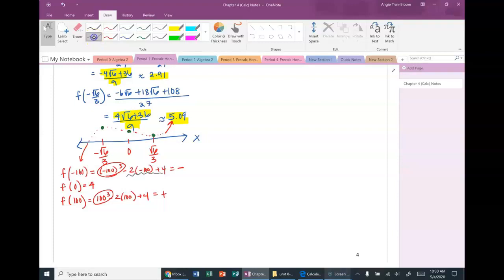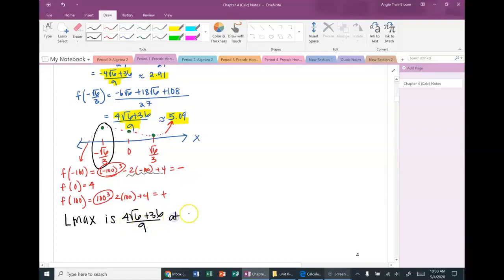You have a local max. Local max is right here. Local max is 4 rad 6 plus 36, all over 9, at x equals negative rad 6 over 3. Then local min is negative 4 rad 6 plus 36, all over 9, at x equals positive rad 6 over 3. And box that up.